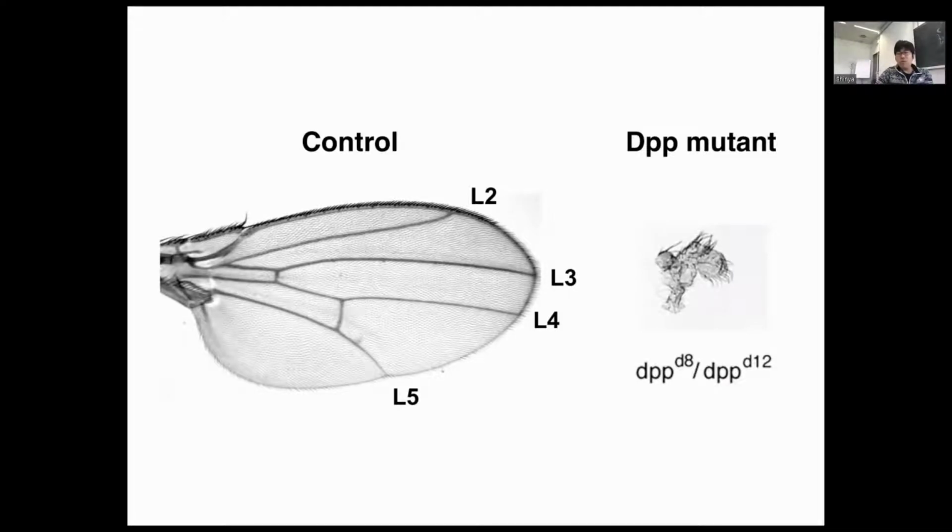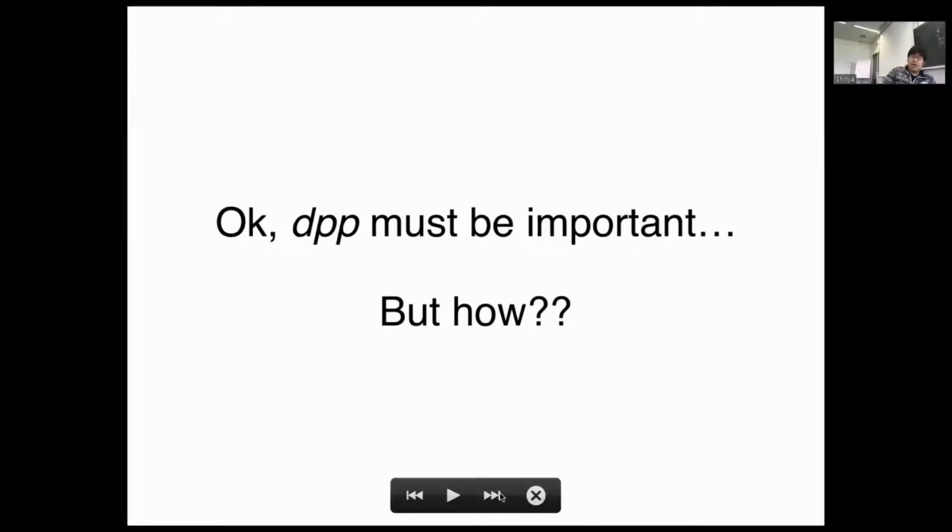So from the mutant phenotype, it's very clear that the gene is important, but the question remains how this DPP gene is important. So in other words, how does DPP act as a protein, how does DPP act to control patterning and growth.